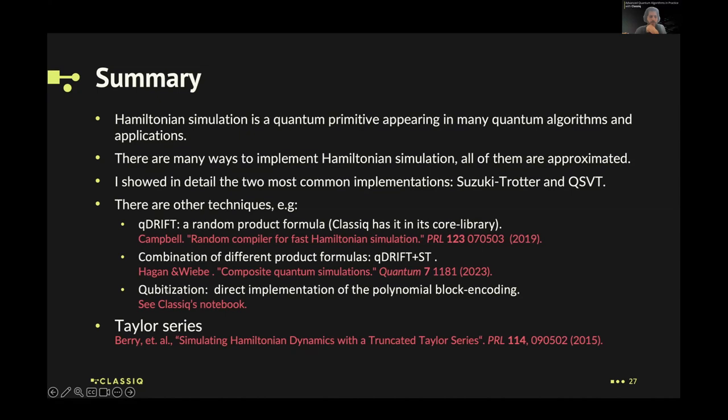And there is also qubitization that you can see in our notebook. It's maybe less efficient, but I think it's very educational, and it might be efficient in some cases, I believe. And finally, there is also Taylor series. You can find it in this paper. It's also a technique, I think less common, but still a technique that is probably good in some cases.